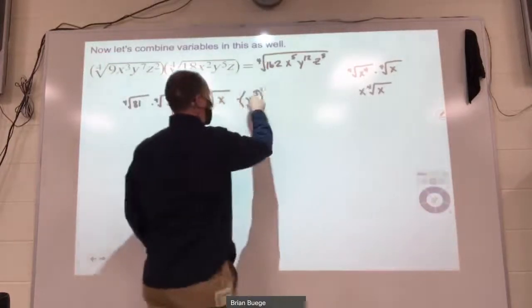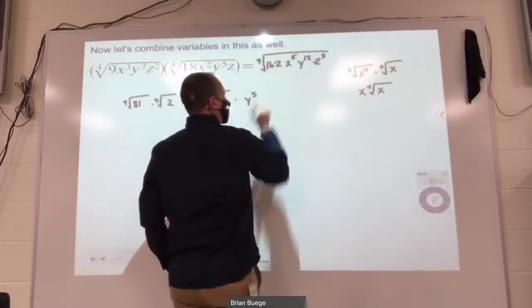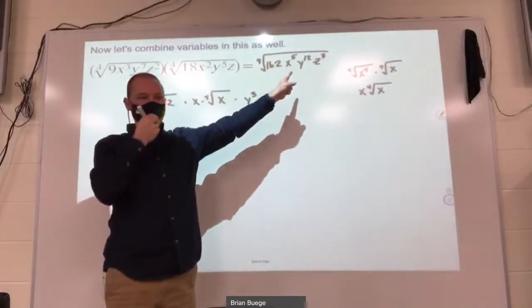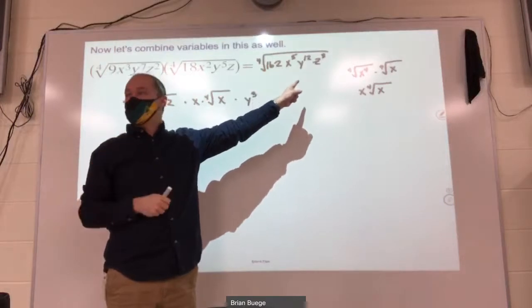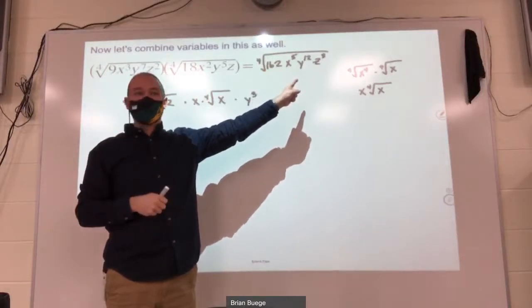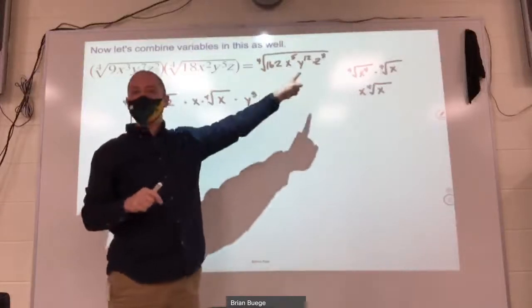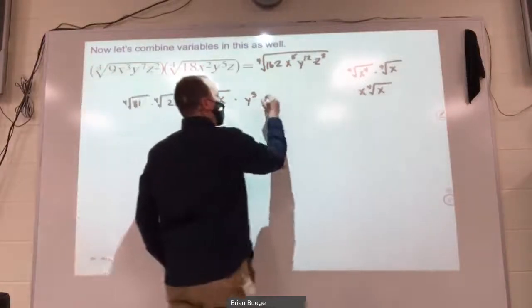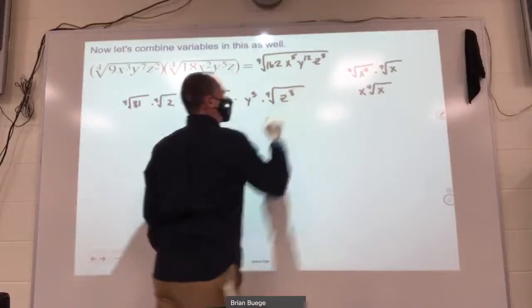So let me clean that up for a second. So this would be times y cubed. And then the last part: how many times does 4 go into 3 for the z's? How many whole times would it go in? None, right? Which means we just leave it as the fourth root of z cubed. There's no z's that we can pull outside of that radical.